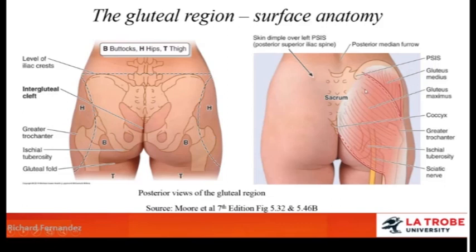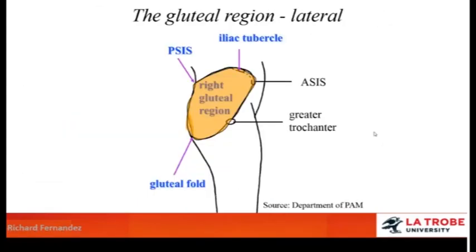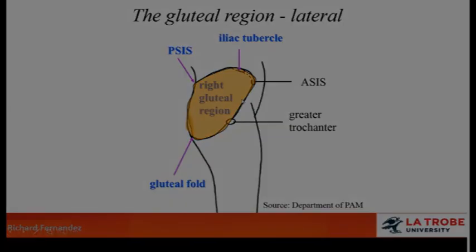Here we can see the muscles of the gluteal region, the gluteus maximus muscle, and how it makes up the majority of that region. In a lateral view, we can actually see how the gluteal region extends anteriorly. Here you can see it extending over to the anterior superior iliac spine and the greater trochanter. Located at this part is the tensor fasciae lata muscle, which is grouped with the other gluteal muscles.